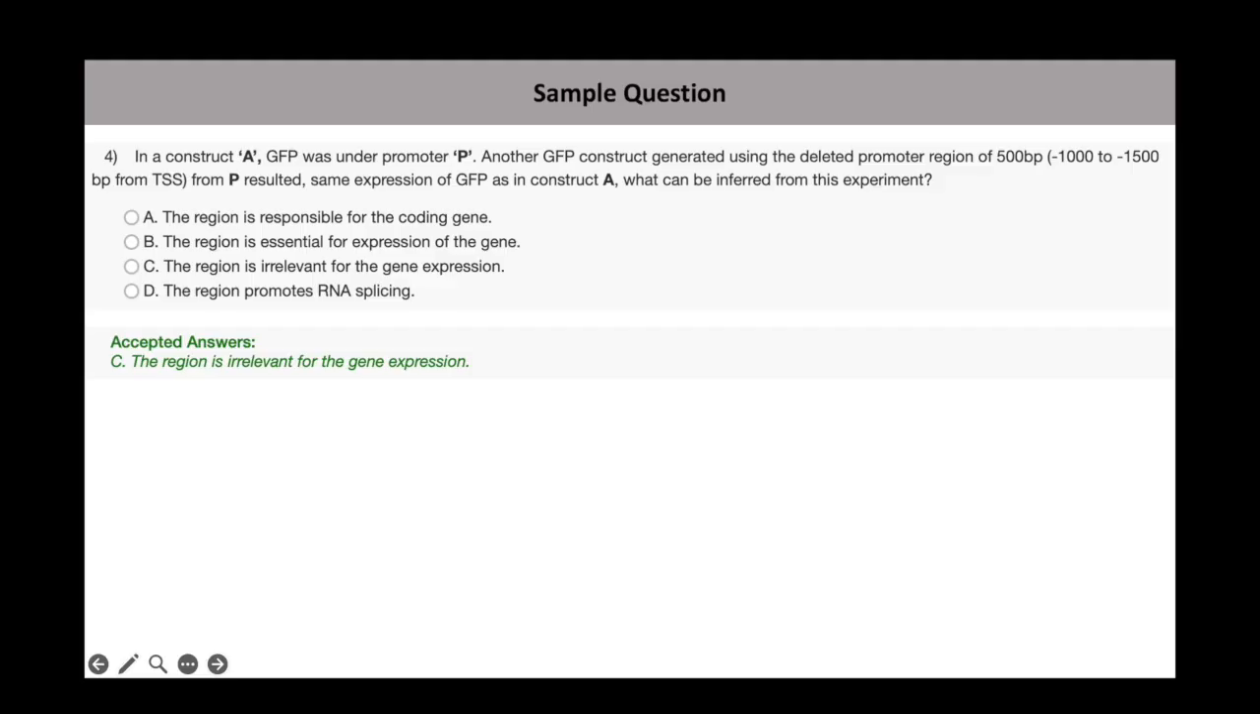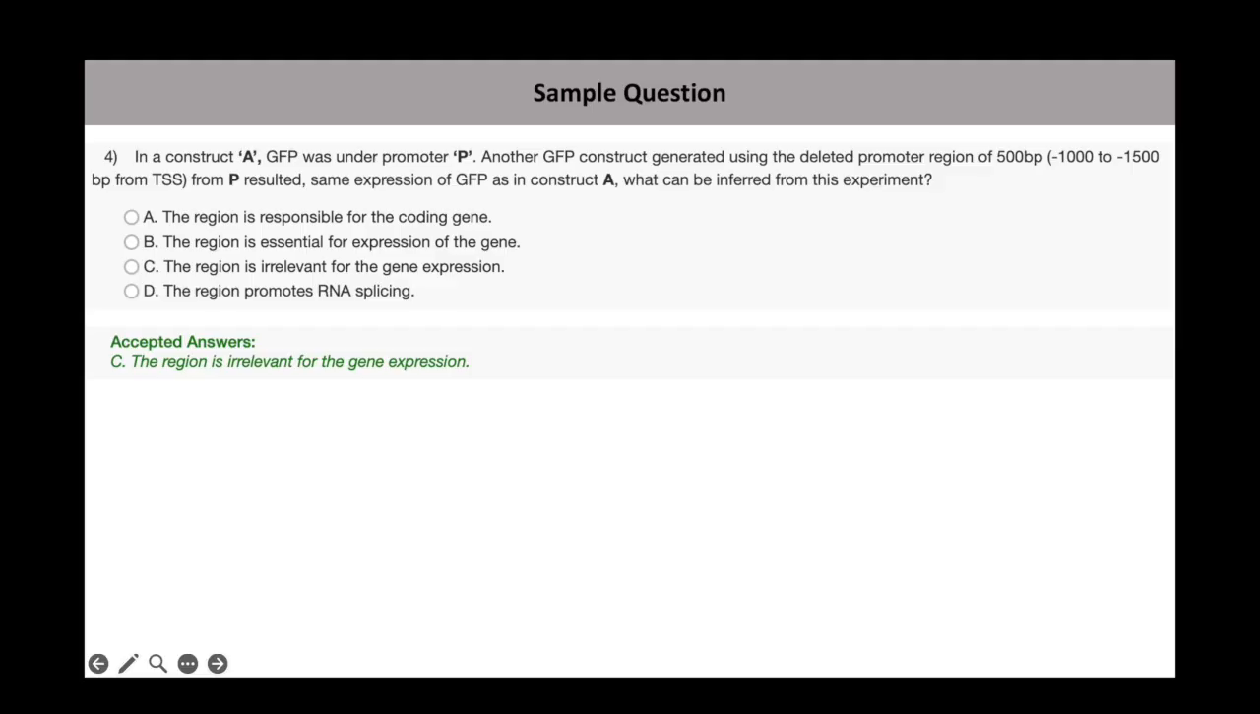Option B is the region is essential for expression of gene. No, because again, if this was the case, then the expression of GFP must have been reduced when that fragment was deleted. Option C is the region is irrelevant for gene expression. It is correct. Yes, it is irrelevant because the removal is not causing any impact.